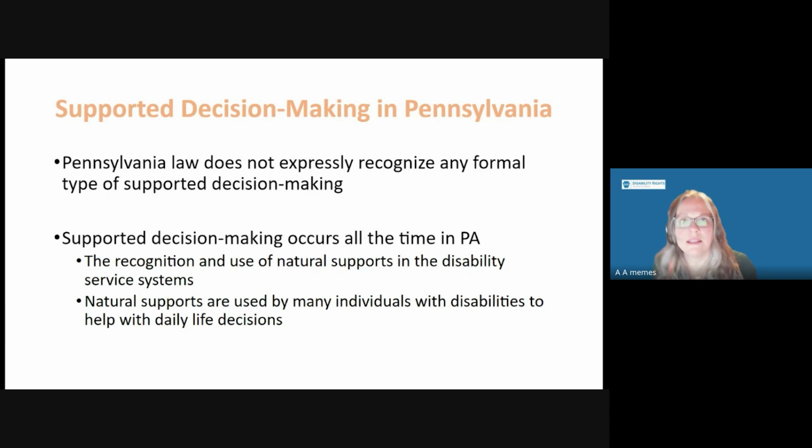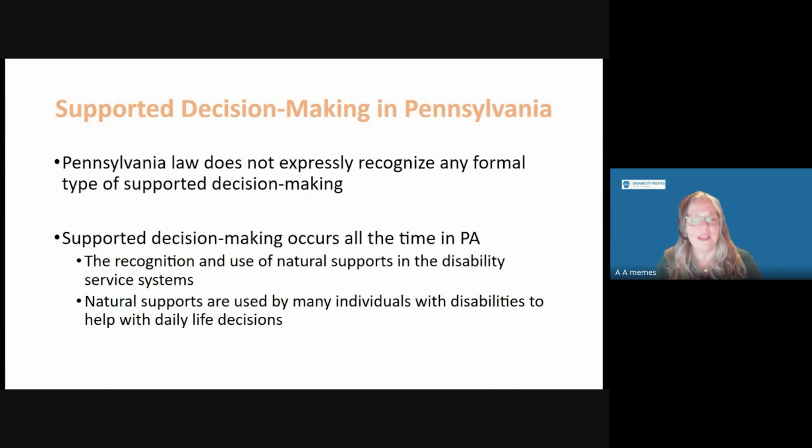It's just that unlike some other states that have actually passed law in the state that spells out, this is what supported decision making is, and this is how it'll be recognized, we don't have that, not officially in Pennsylvania. That being said, it occurs all the time, and there are some things in the way that we do things in Pennsylvania that recognize supported decision making without actually calling it supported decision making. So I'll talk about that really briefly. The first is in the context of guardianship.